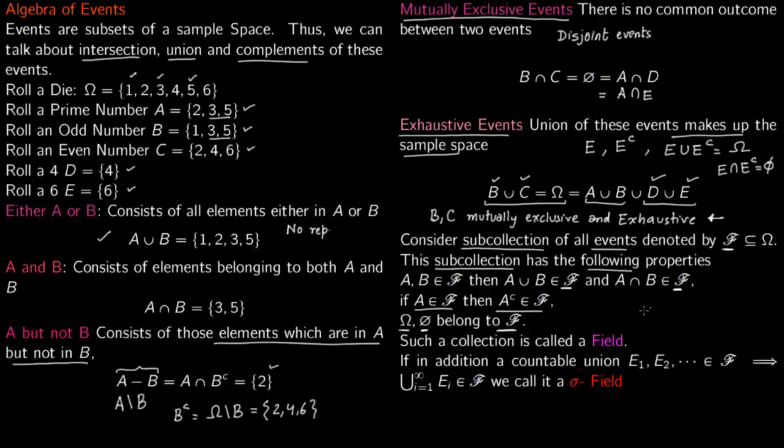So again, what is a sub collection? So sub collection is nothing but a bunch of events. So you have taken a bunch of events, and these events you call the sub collection, which I'm writing as curly F. The only thing is that these events should satisfy certain properties. The first property they should satisfy is that their union should also be in the sub collection. The intersection should be in the sub collection. The complement should be in the sub collection, and the entire sample space and the null set should also be in the sub collection. So such a collection of events is called a field. So we will see these examples about fields and sigma fields in a bit.